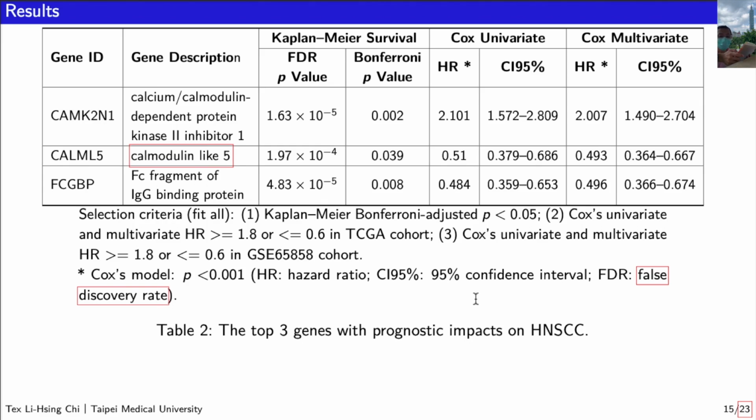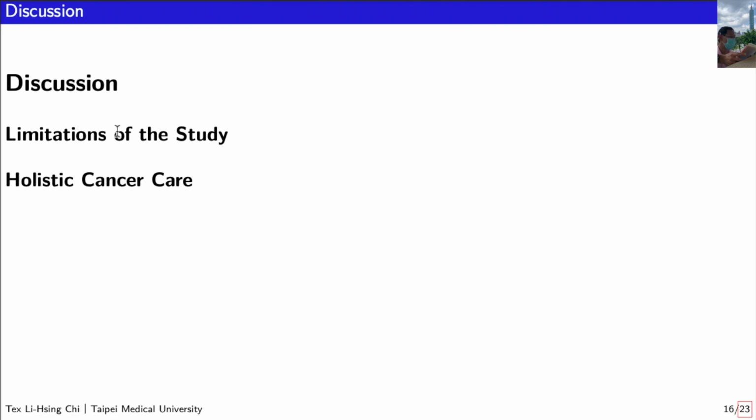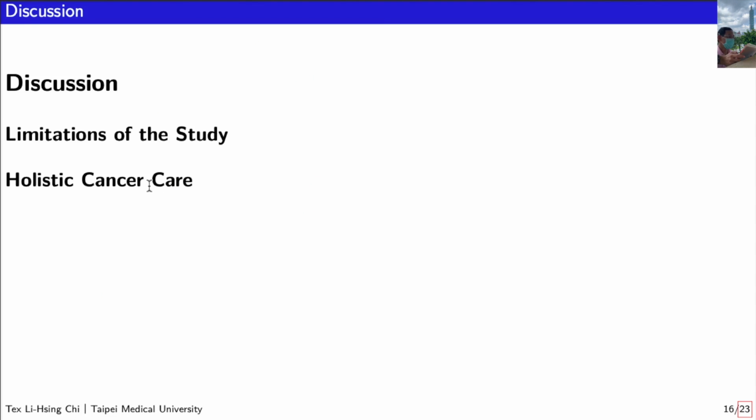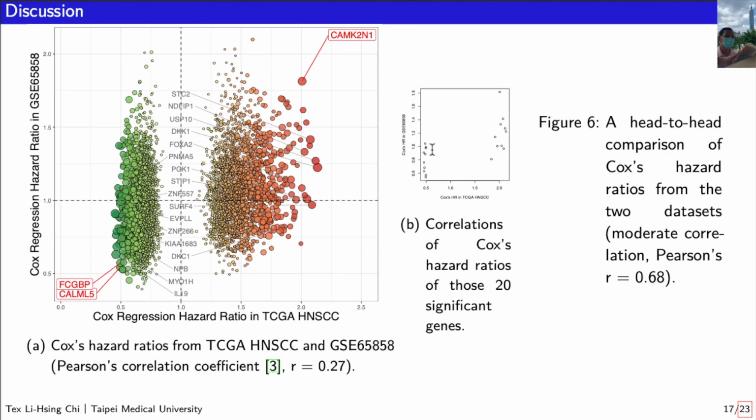And so in our research, we have some limitations, and we also want to talk about holistic cancer care. With the head-to-head comparison of the 2 data sets, TCGA head and neck and GSE 65858, we can find also the red hot spot and the red-green spot, our 3 candidate genes on this side and the other side.